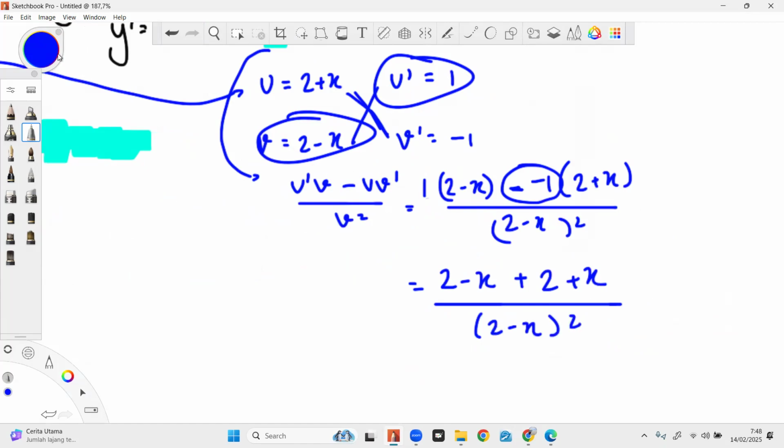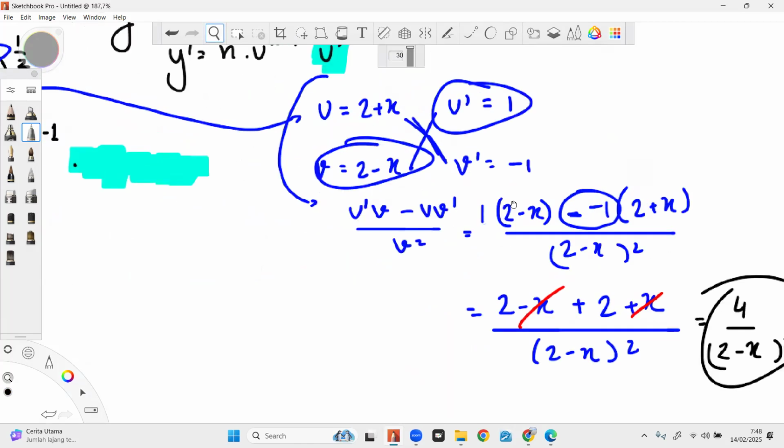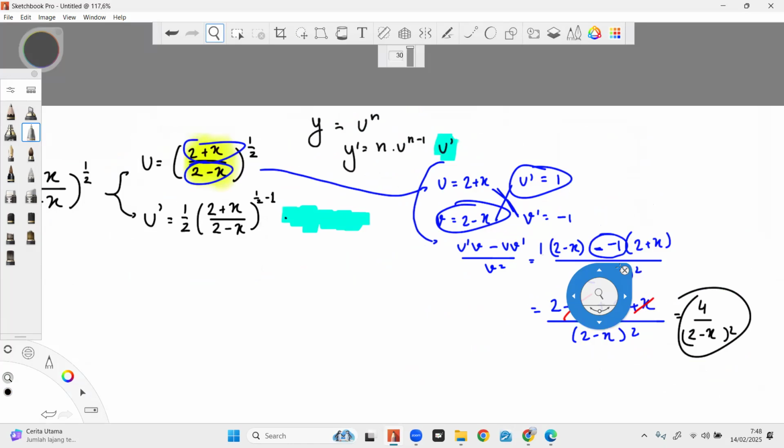You can cross out the x as simple as this. Then you can solve the problem. This is the inside. Put it here. Very hard. 4 over (2 minus x) squared. That's how you do it.